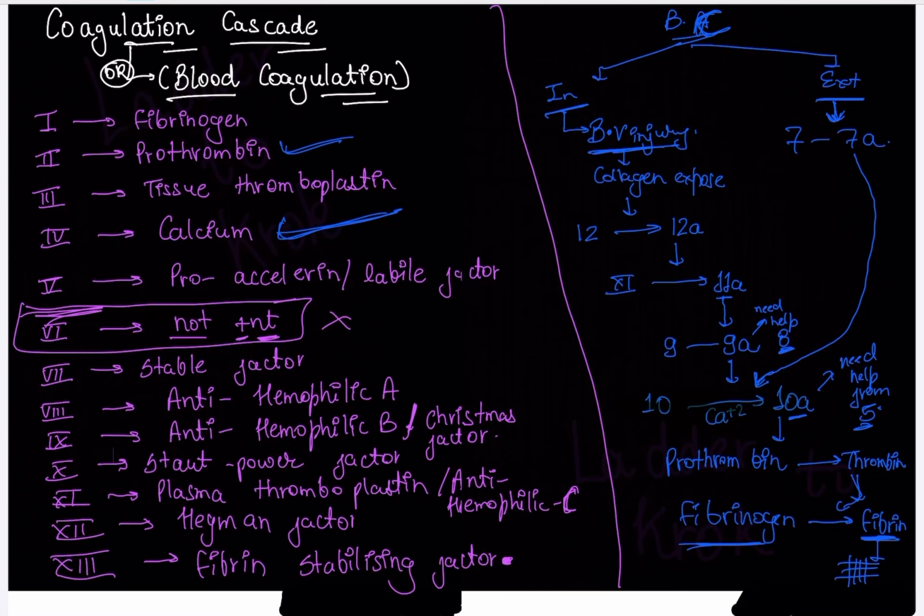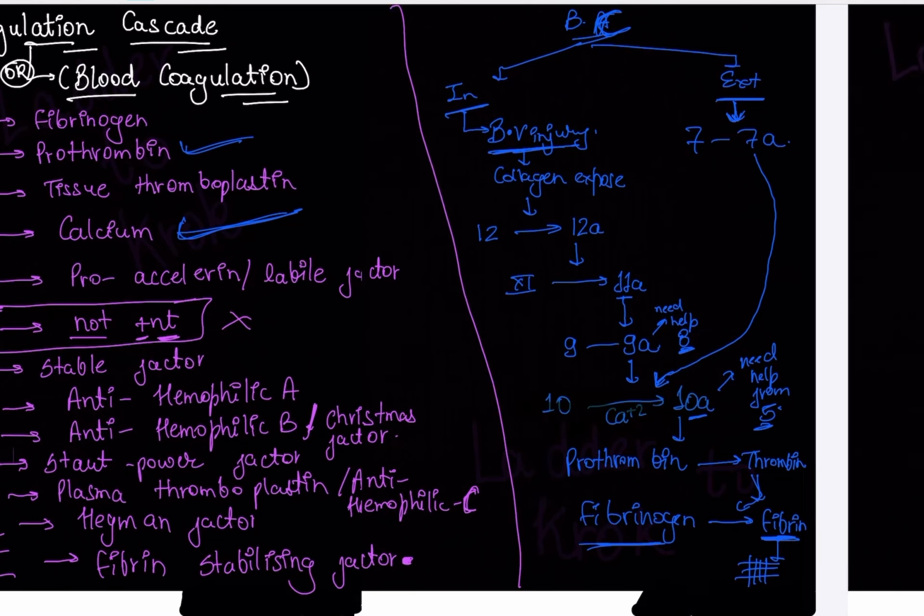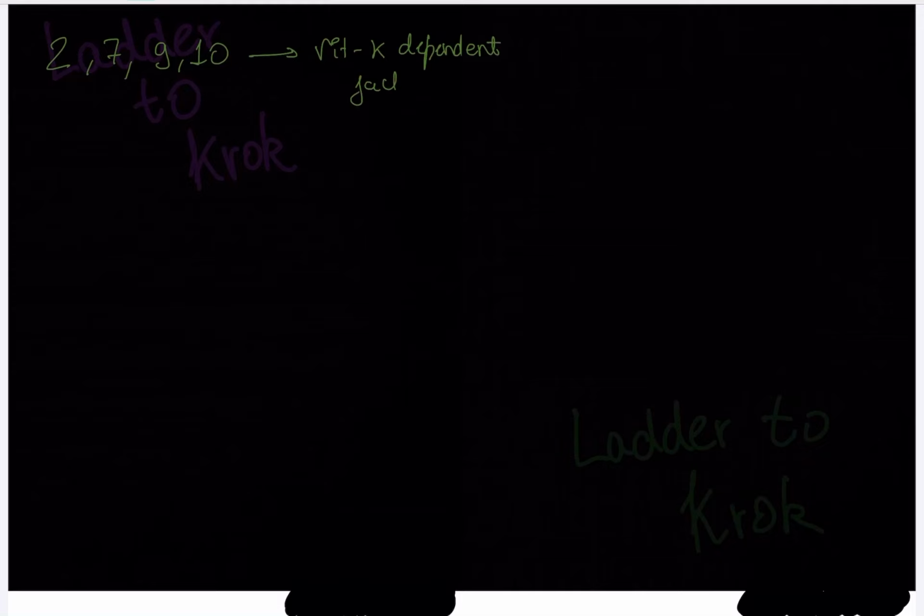Okay, now let's discuss this. From here you can write. So before going to the intrinsic and extrinsic pathways, there are some factors that are vitamin K dependent, and their names are 2, 7, 9, and 10. These are basically vitamin K dependent factors. How and why? Vitamin K does gamma carboxylation. Okay, I will help you to write it down.